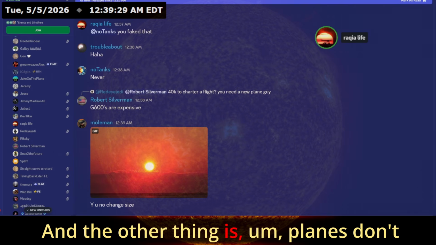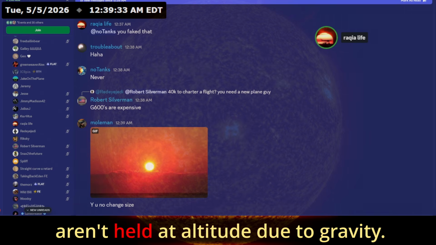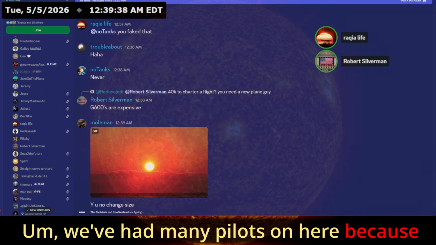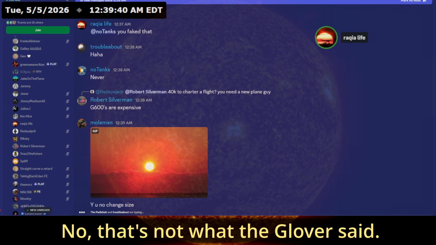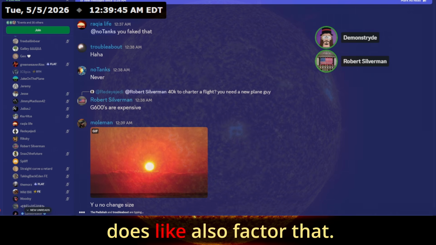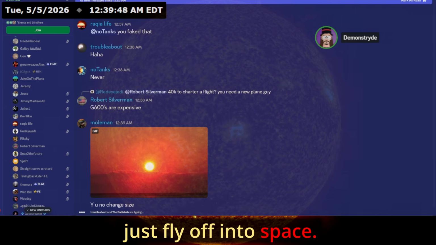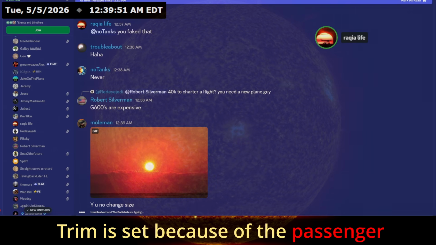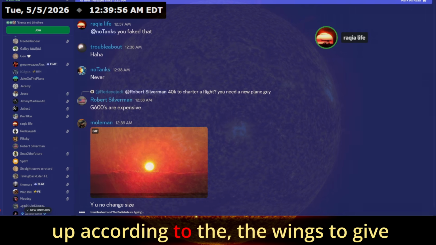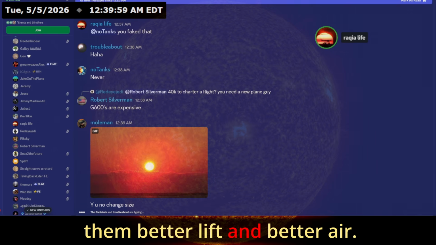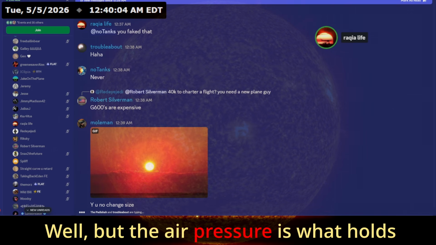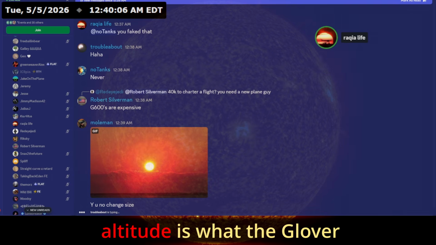Yeah, and the other thing is planes aren't held at altitude due to gravity. We've had many pilots on here. Yes, they are, because of the air pressure. No, that's not what the Glovers say. It's setting the trim, and gravity does also factor in that. Otherwise, it would just fly off into space. Trim is set because passenger airliners are designed with a fuselage that is nosed up according to the wings to give them better lift and better aerodynamics. But the air pressure is what holds them to a certain altitude, is what the Glovers say.